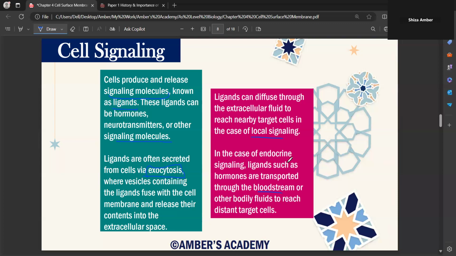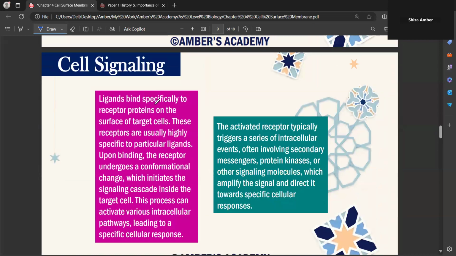Okay, so local signaling happens in a faster manner as compared to endocrine signaling. Ligands bind specifically to receptor proteins, which we discussed, on the surface of target cells. These receptors are usually highly specific to particular ligands.